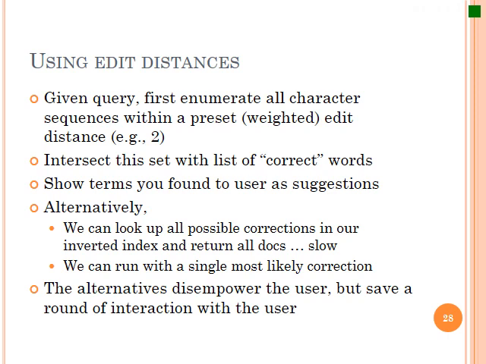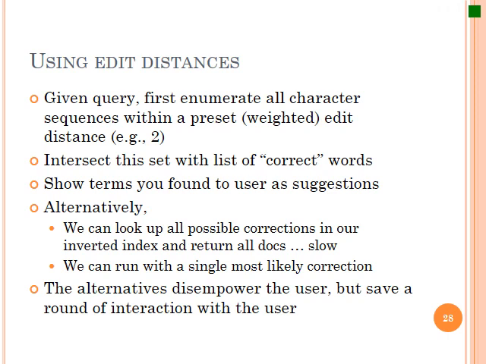There I will get a lot of different words, right? So I will intersect this set of words with the words in the lexicon, and if that intersection is not empty, that means I have found some possible replacements. I will show you these possible replacements as suggestions, and I ask you which one you think is correct. But alternatively, you can also look up all possible corrections in your inverted index and return all the documents. But this is very slow.